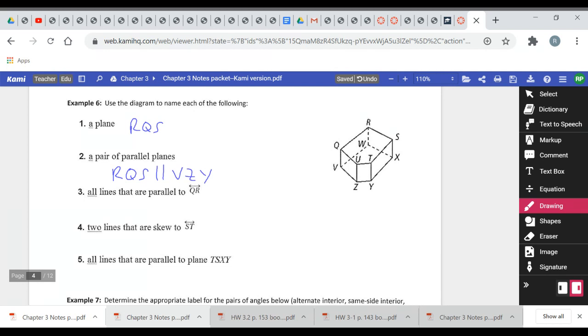Okay, on number 3, it says all lines that are parallel to QR. So we can see QR is right here. Again, parallel means they're facing the same direction and in the same plane. And so lines that would be parallel to QR, I could say ST. I could say XY. And I could say VW.